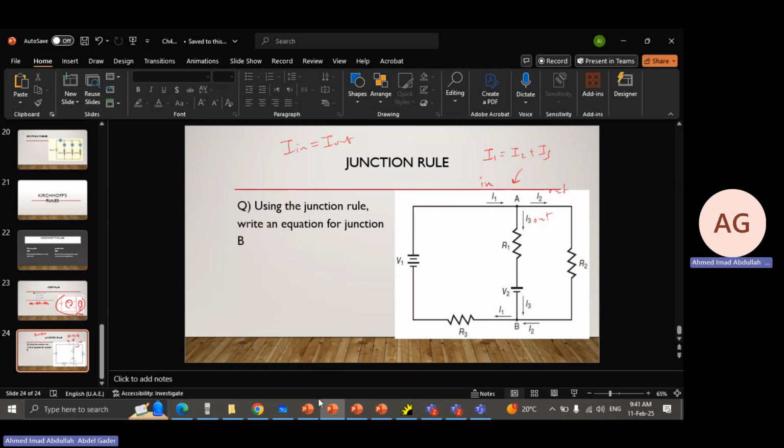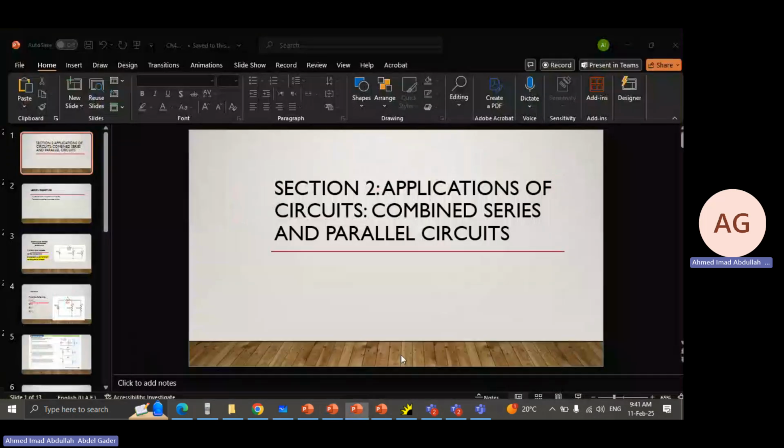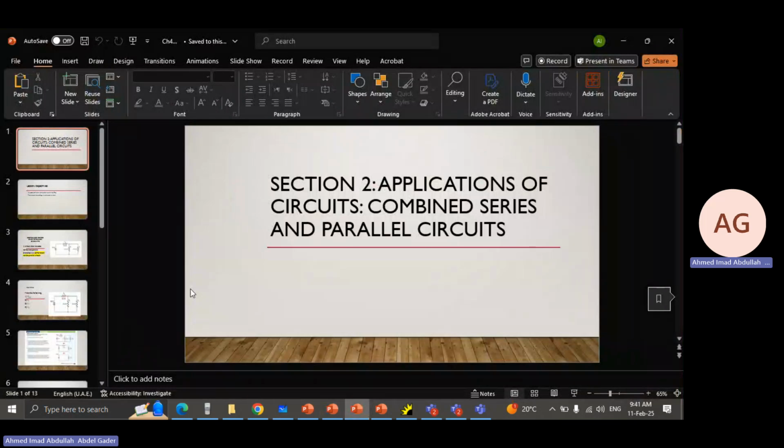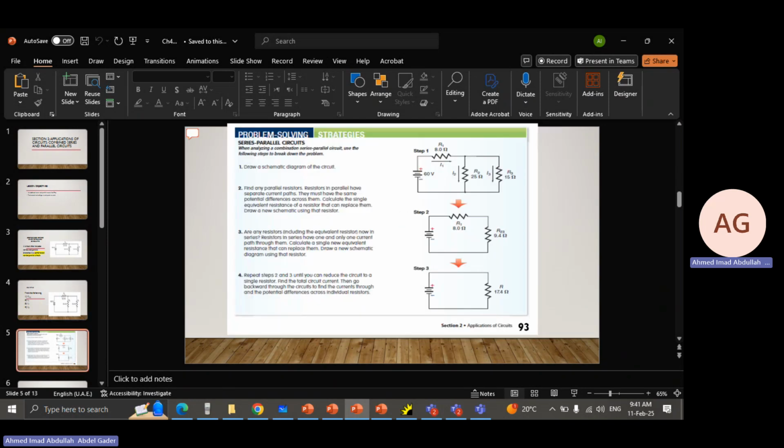And finally, applications combined and series. This is neither a pure series nor a pure parallel circuit. So how do I deal with it? The book explains in this problem-solving strategy sheet. You can pause, take a look.